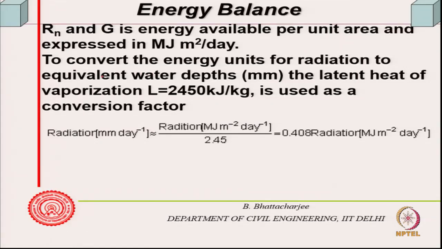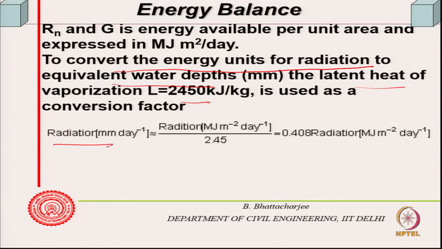So to convert the energy units for radiation to the equivalent of water depth, so you want to find out how much is the water depth, right. The latent heat of evaporation is taken as 2450 kilojoules per kg.